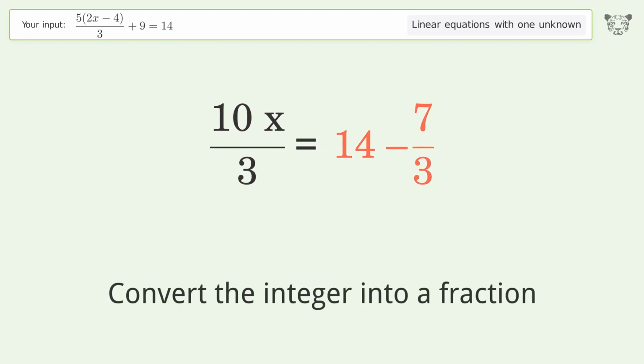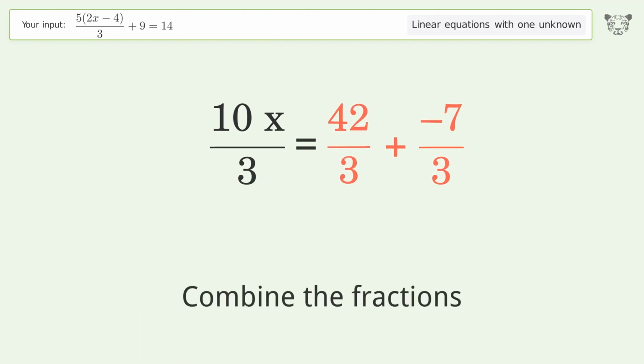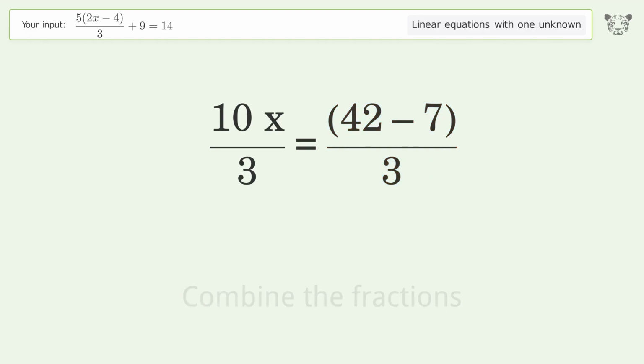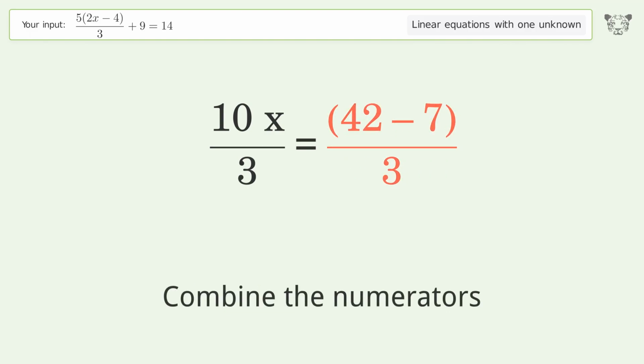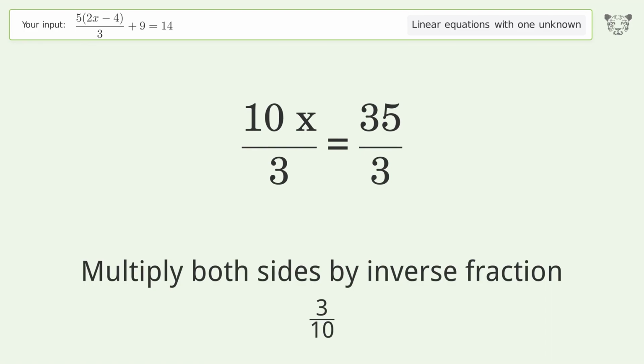Convert the integer into a fraction. Combine the fractions. Combine the numerators. Isolate the x. Multiply both sides by inverse fraction 3/10.